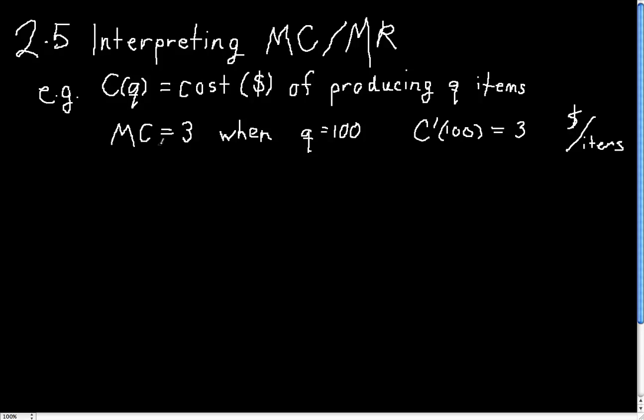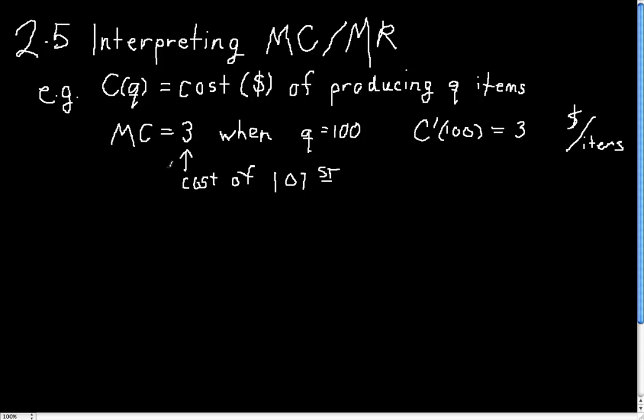So one way to view this is that this 3 right here is the cost of producing the next item. And which item is that? Well, that's the 101st item because we're at Q equals 100. So the cost of producing the 101st item.